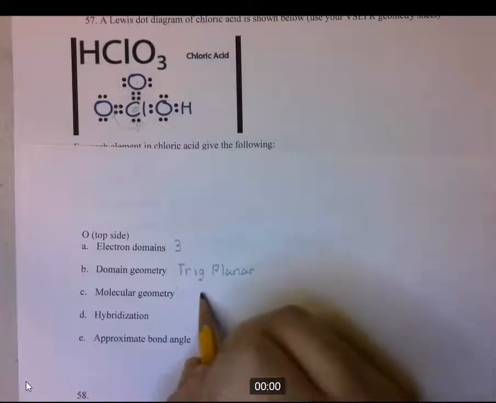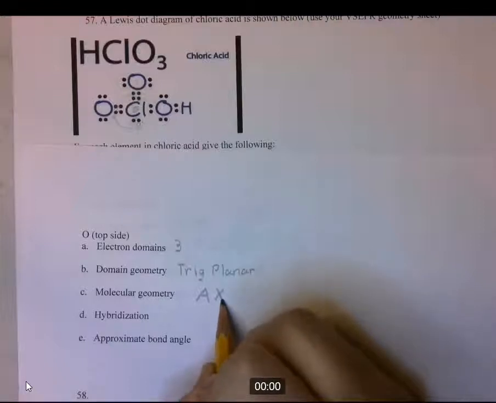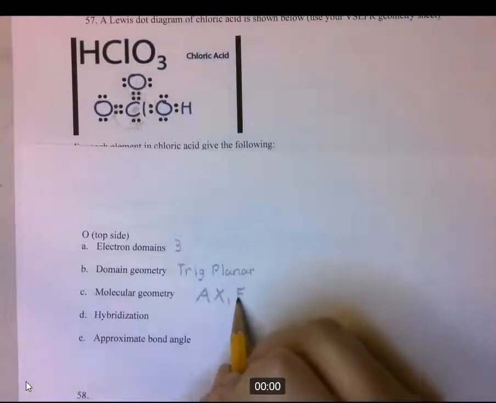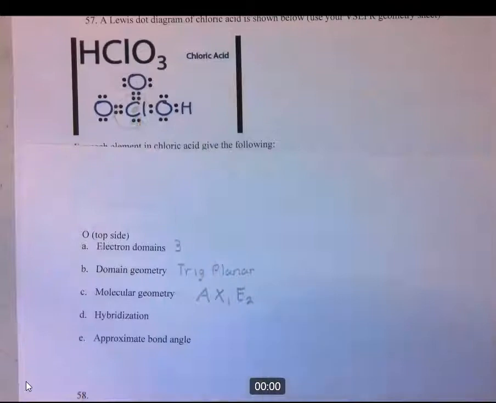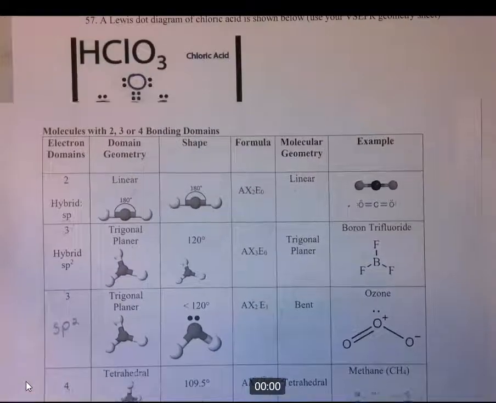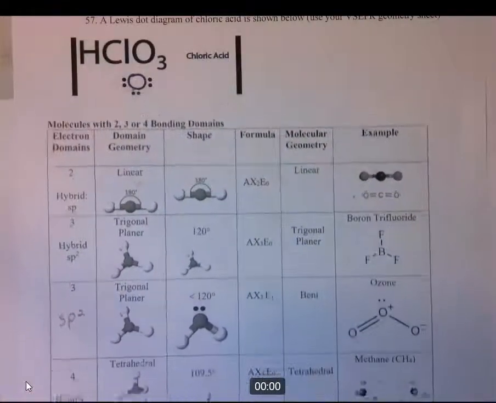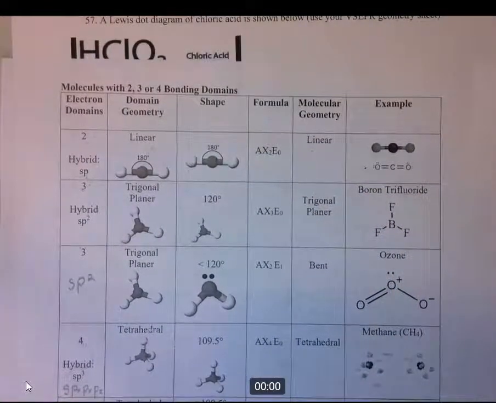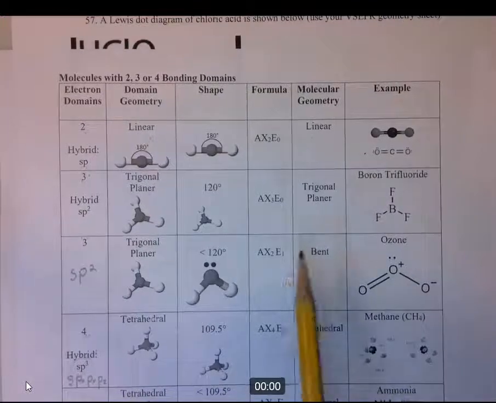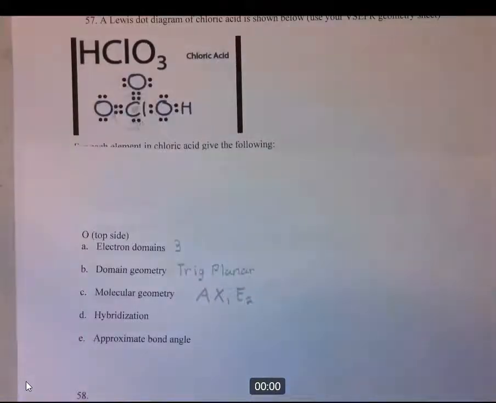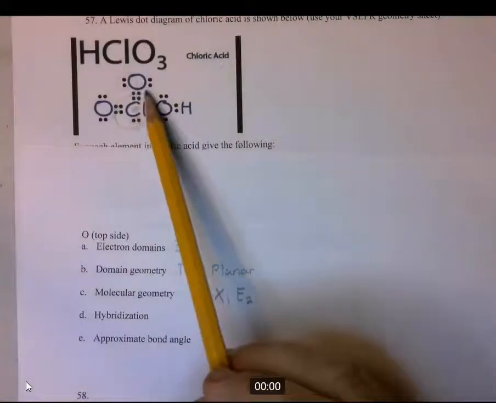Okay, molecular geometry. So let's write the AX notation. It only has one bonding location. That's between that oxygen and the chlorine. So it's AX1E2. Two different locations where it has non-bonding electrons. So we come over here, and we don't see that. And the reason we don't is this sheet is really designed for central atoms. But it's okay. It doesn't have to be. You just have to kind of understand the concept. So it has 3 electron domains right here.